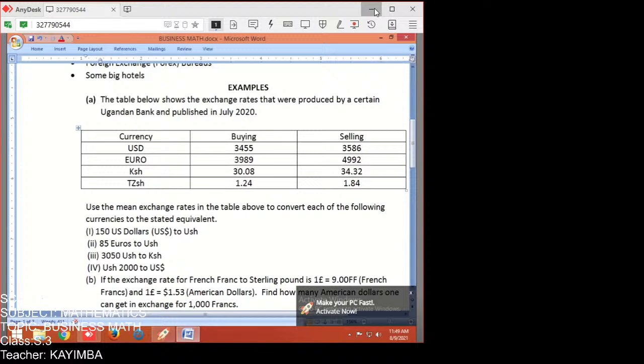Now, I'm going to proceed to part B of this. Allow me to proceed to part B. Hope you can see part B very well.